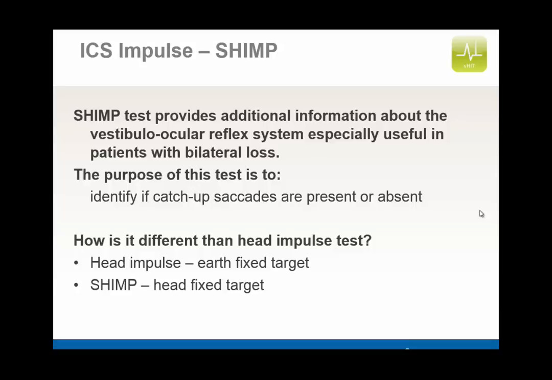How is this different than head impulse test? Well, in head impulse test, we use an earth-fixed target, meaning the target is on the wall and the patient is staring at the dot on the wall. With SHIMP, we use a head-fixed target. So the laser dot, the center laser dot, is coming off the goggle onto the wall, and the laser dot moves with the head when you do the head impulse, and that is a head-fixed target. And that's the difference between head impulse and SHIMP.